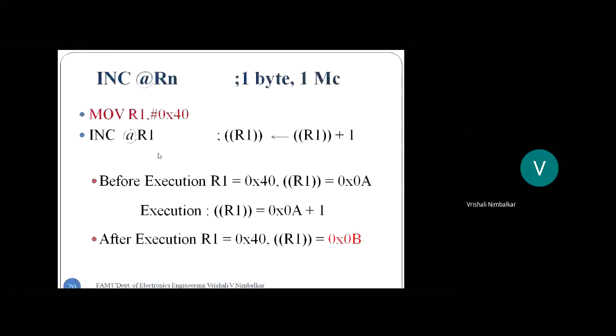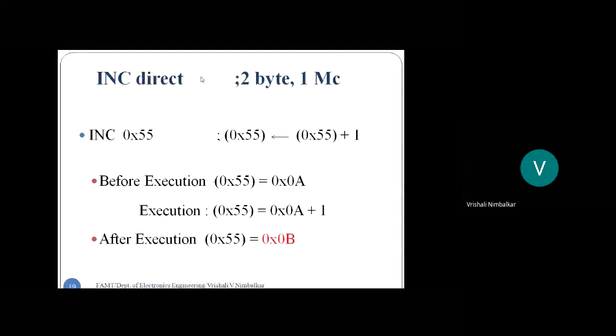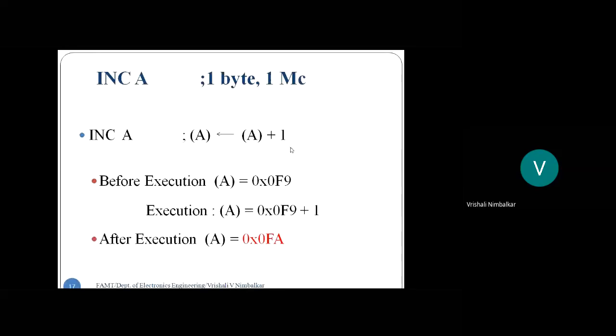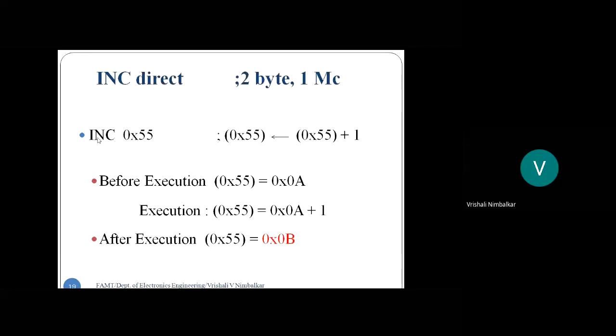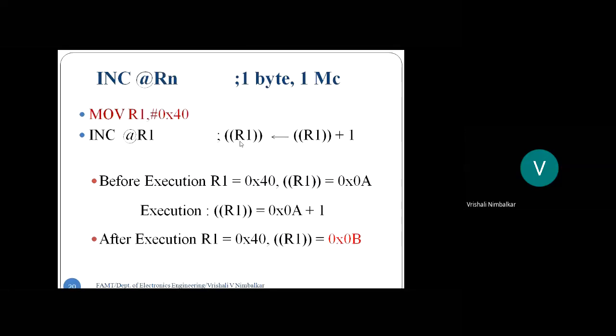Now, all these formats are available for decrement also. DEC A: A minus 1, store back in A. DEC Rn, meaning DEC R3: R3 minus 1, store back in R3. DEC 55 hex: data from 55 minus 1, store back in the same memory. So the same formats are applicable for decrement also. DEC @R1: data pointed by R1 minus 1, stored back in the same memory pointed by R1.